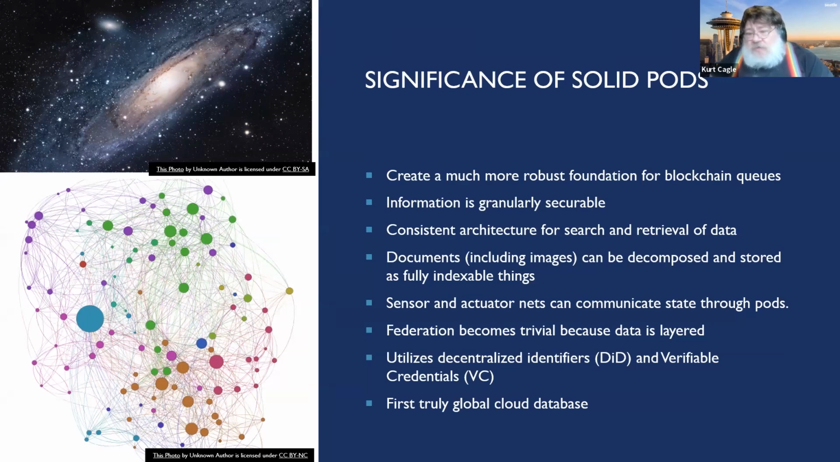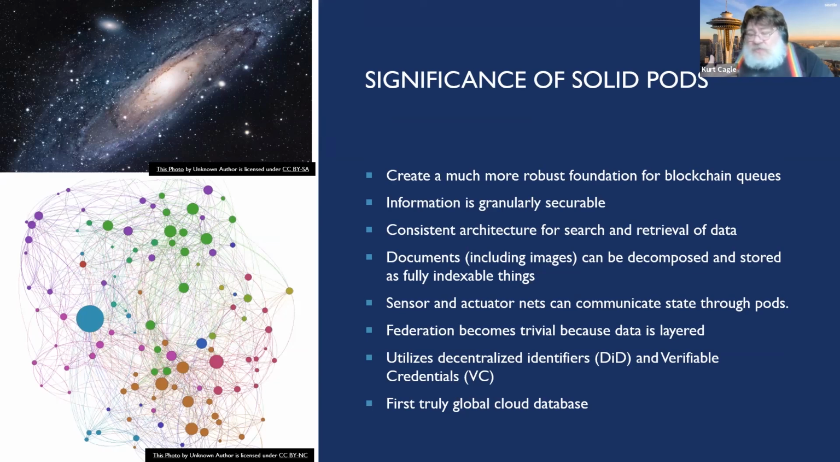You can also take documents, including images, and decompose them in much the same way. Similarly, you can start dealing with sensors and actuator nets essentially as pods that are abstractions of these entities, so we can communicate with these sensor nets as if they were databases. This is a really powerful concept. Federation becomes trivial because you can basically pull in information from multiple pods simultaneously.